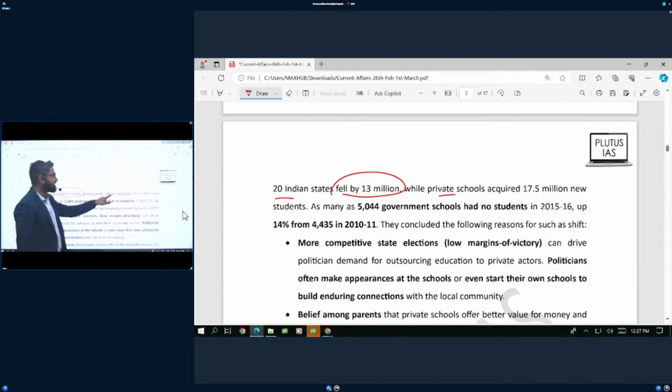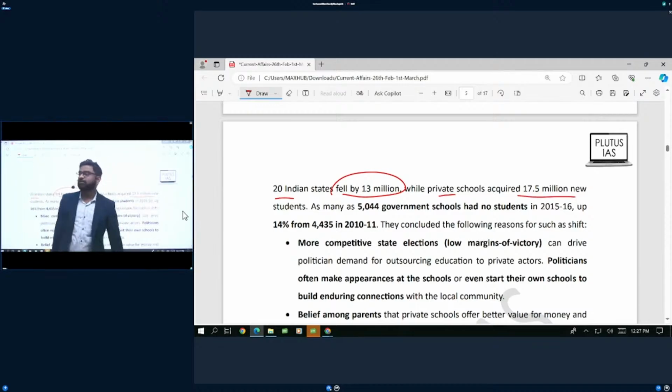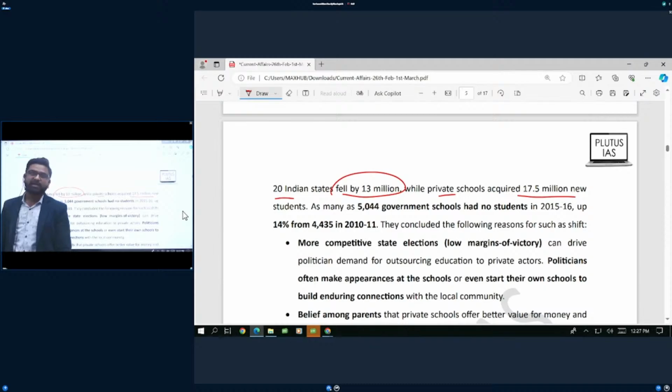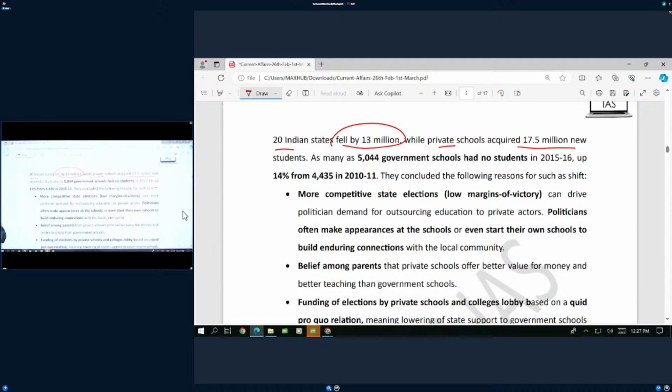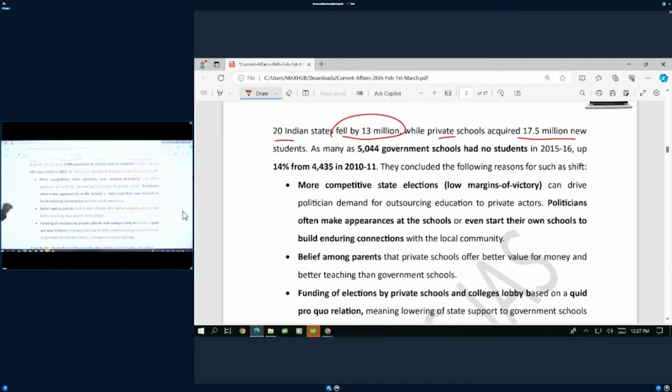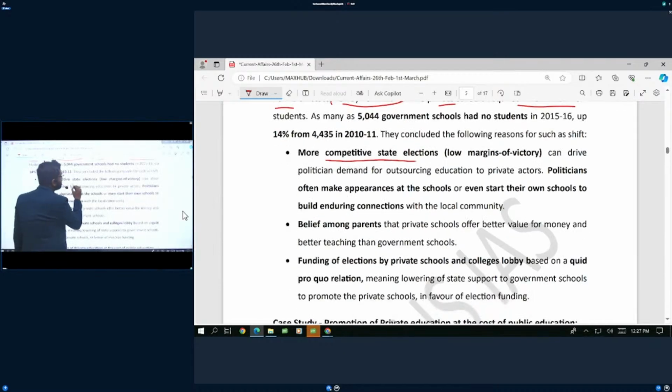जबकि private में कितने बढ़ गए? 17.5. So one thing is very clear, India में government schooling is getting weakened and private schooling is getting stronger and stronger. And why is it happening? Based on their analysis, they gave these three reasons. Pehla reason, because of India's competitive election system.